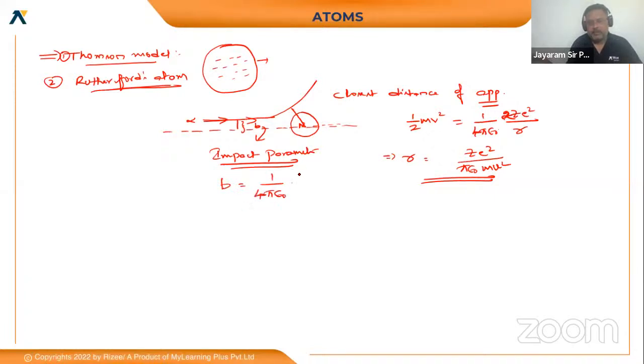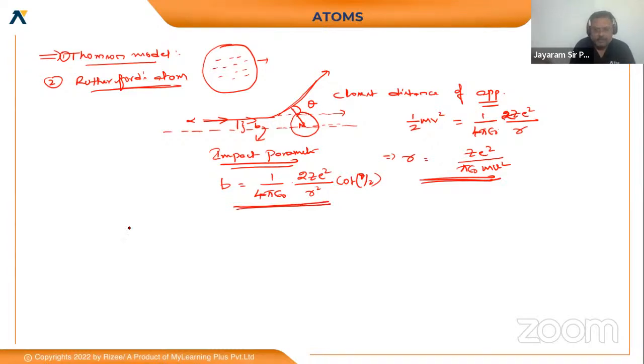1 by 4 pi epsilon naught into 2 Ze square by r square into cot of theta by 2. What is theta? This is the actual path of the alpha particle, and this is the deviated path. The angle between both of them is theta. These are the two important relationships that can be asked in the examination regarding Rutherford.